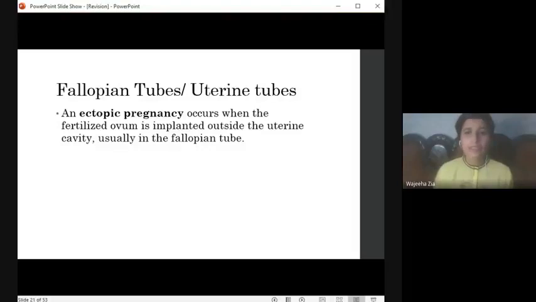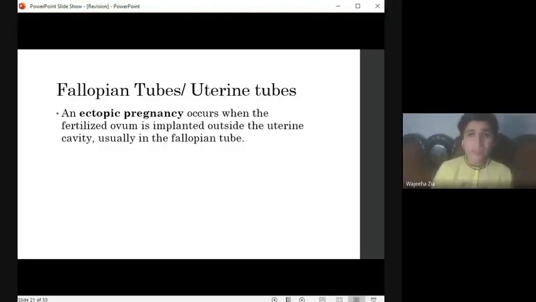Among the different parts, it can implant in the fallopian tubes, in the cervix, in the isthmus, or at the junction of the fallopian tubes and the uterus. If this implantation of the fertilized ovum occurs at the fallopian tubes, that state is known as the ectopic pregnancy. There are very few chances of survival of the ectopic pregnancy because the fallopian tubes cannot become enlarged as compared to the uterus.